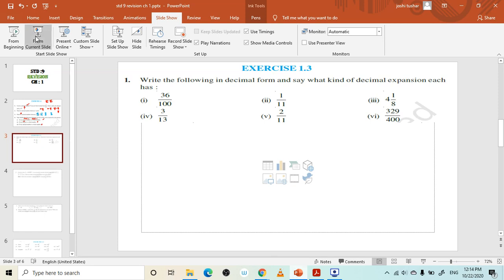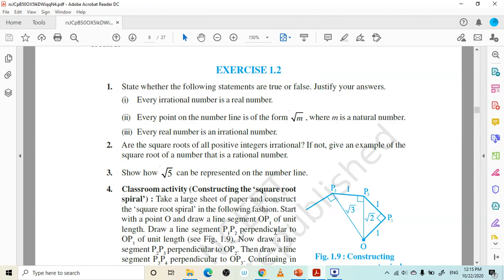Now again, let us get back to the point. Actually, I was showing you this. Second: every point of the number line is of the form under root of m, where m is a natural number. This is a question related to constructing a graph. I haven't taught you this, because this kind of question generally doesn't come in the exam. So you have to see these things in the back pages.